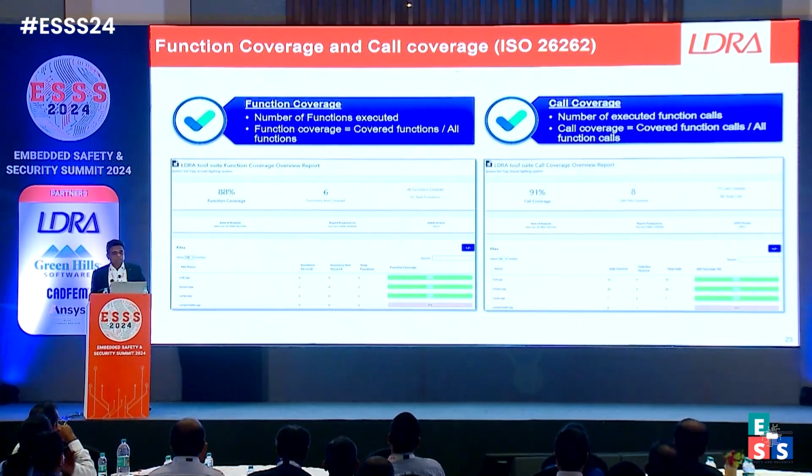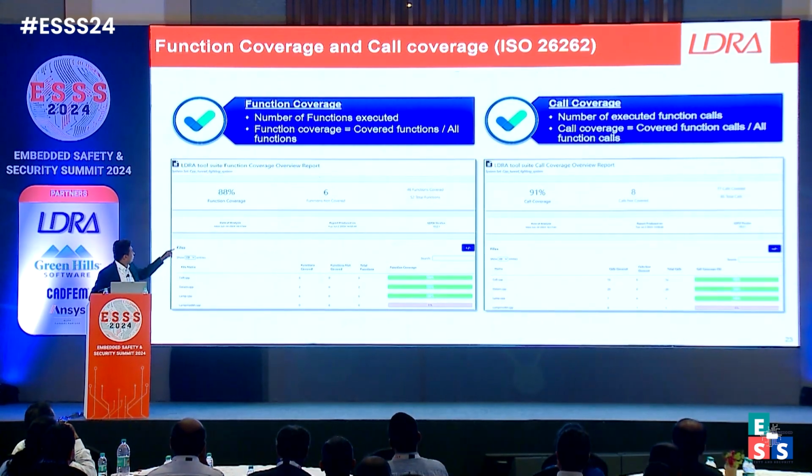And for ISO 26262, we also provide function coverage and call coverage. Function coverage is the number of functions which are executed for a requirement-based test divided by the total number of functions that are available. And call coverage is the number of calls that are executed from the function under test divided by the total number of function calls. So we are able to provide you, percentage-wise after completing a requirement-based test, how much function coverage and call coverage has been achieved. These reports can be taken as an artifact to support your SLC or SLD objective in ISO 26262.